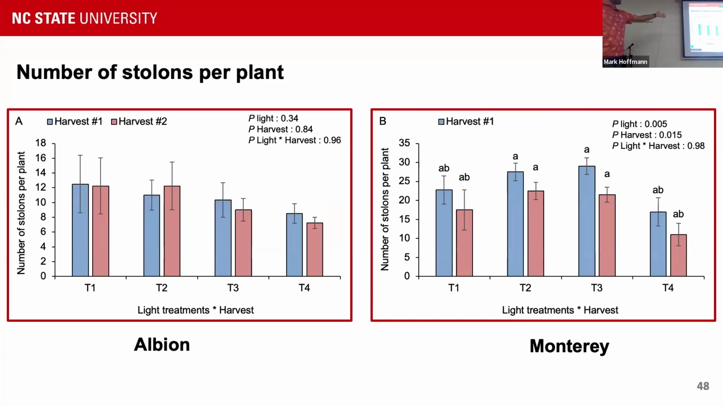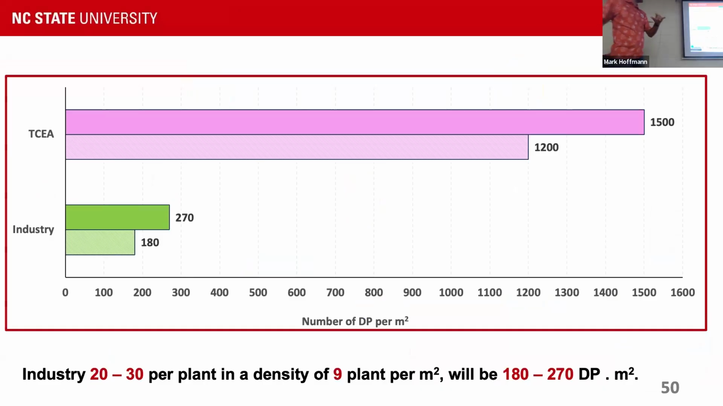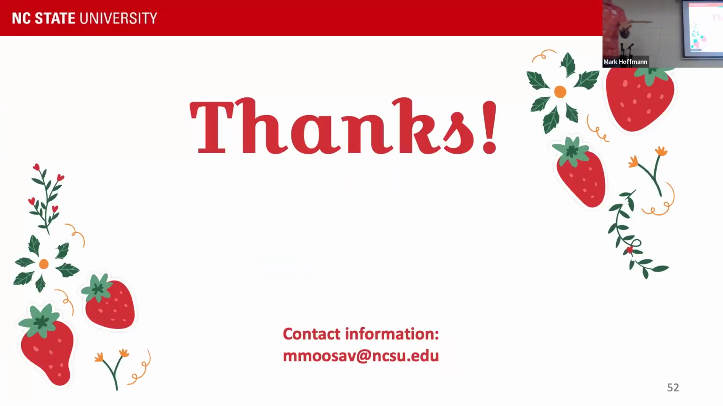You can see that in a lot of them the number of stolons dropped. After all of these experiments, yesterday the growers were talking about 20-30 per plant in 9 plants per square meter, which in a rough calculation is around 300 plants. Now we are producing around 1,200 to 1,500 at a higher plant density of 19 plants per square meter. I want to thank all of the students who were always helping me. If you have any questions.